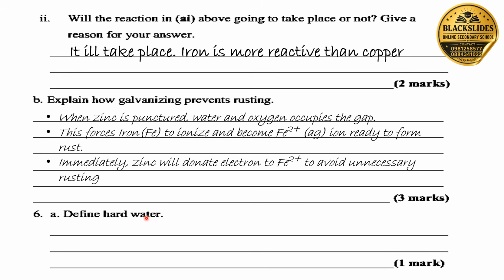Define hard water. We define hard water as simply water with high concentrations of calcium and magnesium salts. For example, you can have magnesium sulfate, calcium sulfate dissolved in such water. It will make it hard water. The simplest definition of hard water.